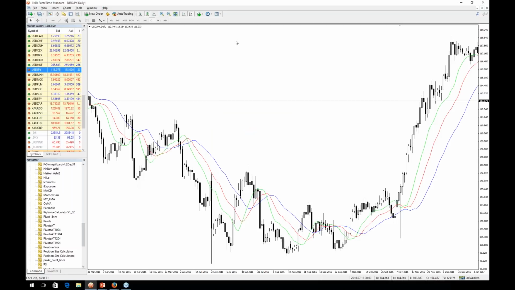Now you want to attach the fractals so you can identify any buy or sell opportunities. So you go again to Bill Williams and you choose fractals.